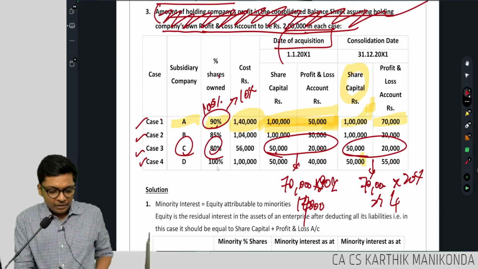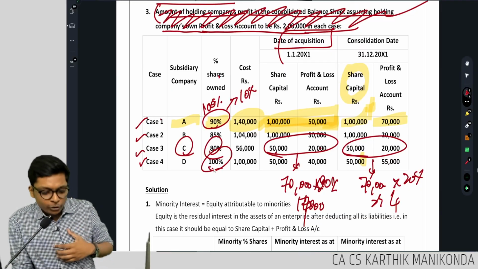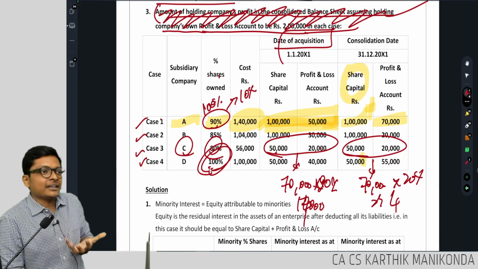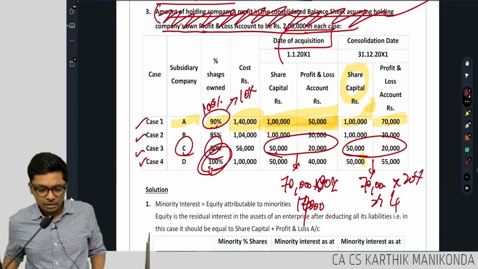14,000, 14,000. Are you following? Case 4, will minority come? No, because you purchased 100%. I told you if you purchase 100%, how will minority come? There is no minority. Okay.